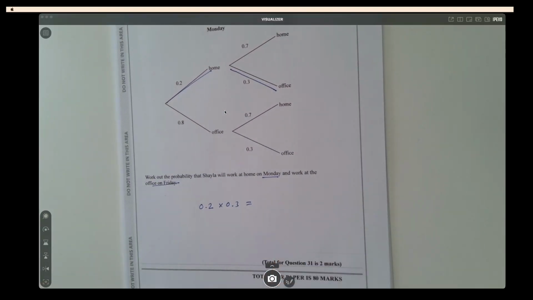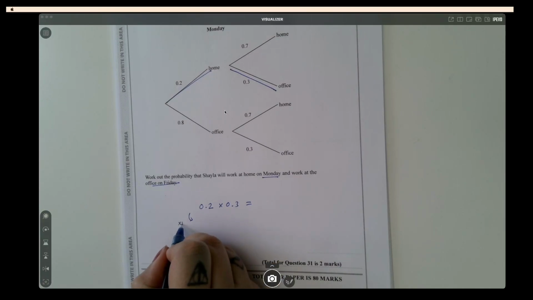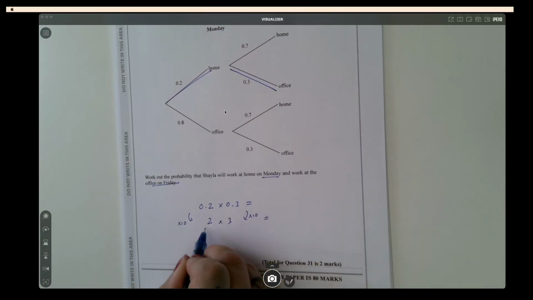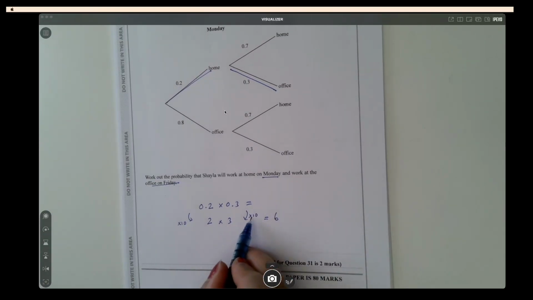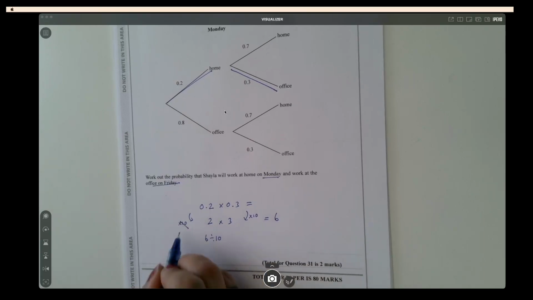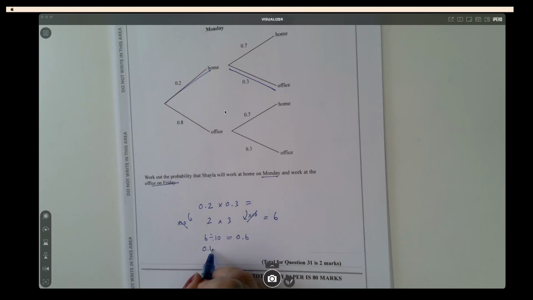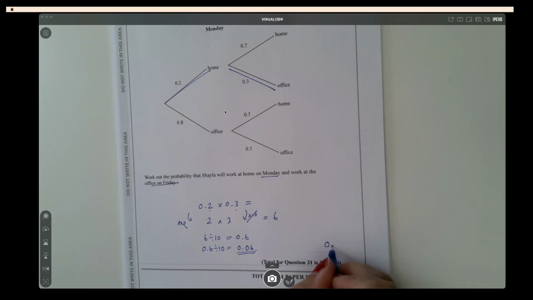Now when we're multiplying decimals, we need to be careful. So let's multiply this one by 10 and this one by 10. So we're doing 2 times 3 is 6, but because we're multiplying, I need to reverse this. So 6 divided by 10 to reverse that one is 0.6, and then divide by 10 again to reverse the other one is 0.06. You would expect 2 decimal places in your answer because you have 2 decimal places in your question. So it's 0.06 probability.